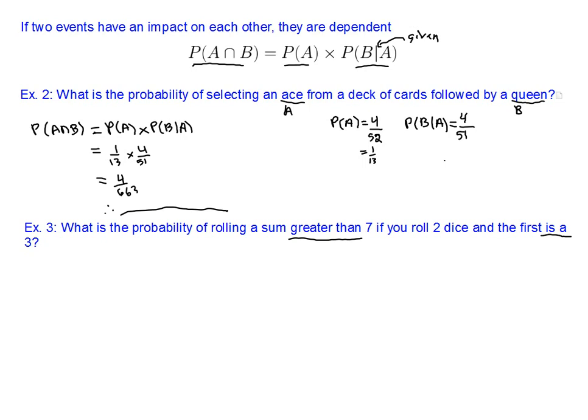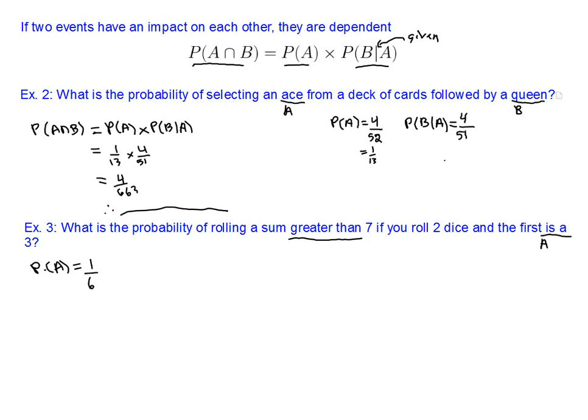So we're going to walk through this here. So we'll call this A here, this first die being a 3. We'll call that our event A. So the probability of A is, our first die is going to be a 3, so that happens 1 way out of 6. Now the other piece of information that we know here in this question is it's asking us, what the probability of rolling a sum greater than 7. So we want a sum greater than 7 given that our first is a 3.